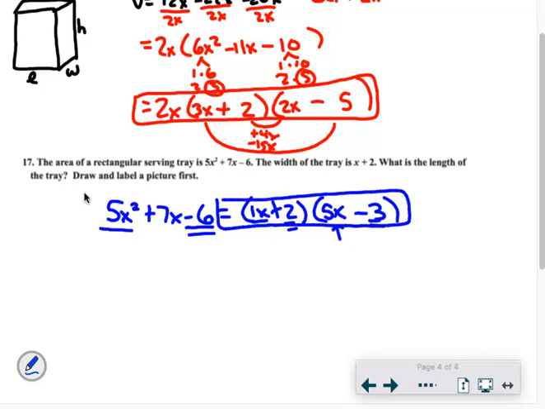I'm not even really concerned with adding to 7 in the middle. I know that it will because otherwise the problem is just bad. But number 17, they give you half the answer. You just have to make the front terms work out and the last terms work out, and then you're good.